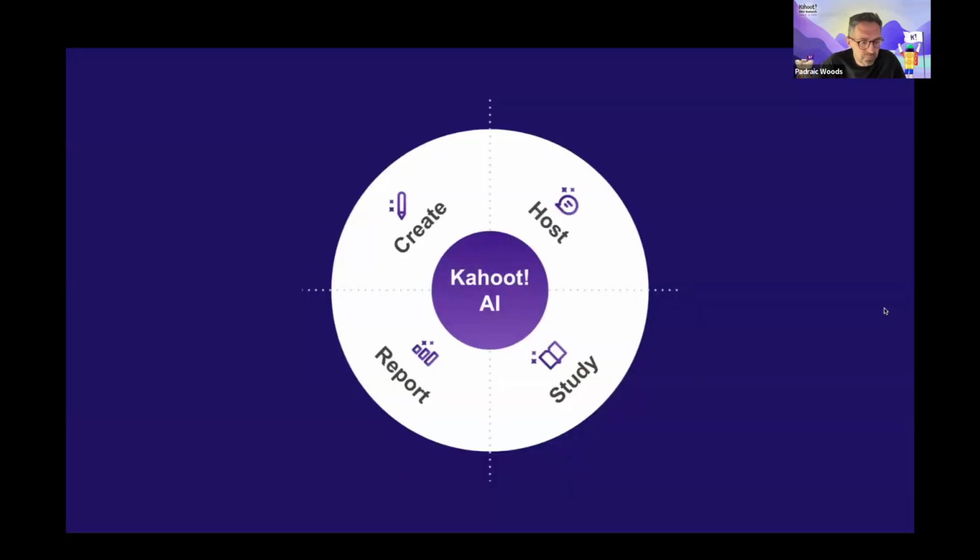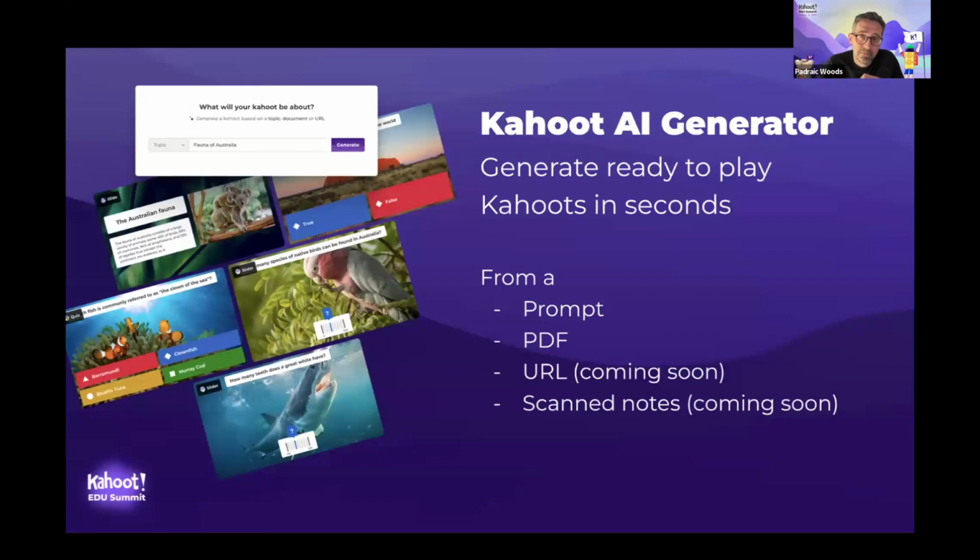So on AI, we've been building out our suite of features, whether it's in creation of Kahoots, in hosting, in self-study, or in report analysis. And really, we've been looking at AI as a way to enhance learning outcomes or to save time for teachers. And when it comes to saving time, the Kahoot AI generator has gotten a new lift. If you've already had access or have seen the feature before, we have a new and improved version that just got released this week, which I'll demo live today.